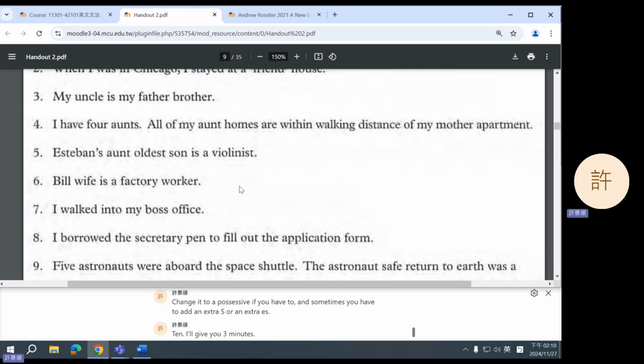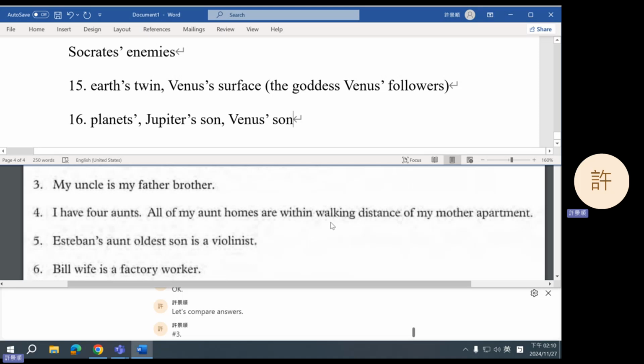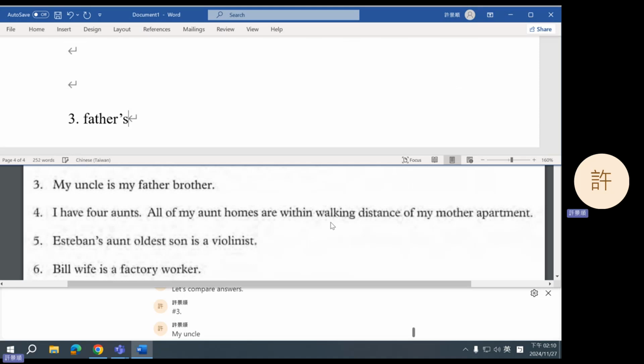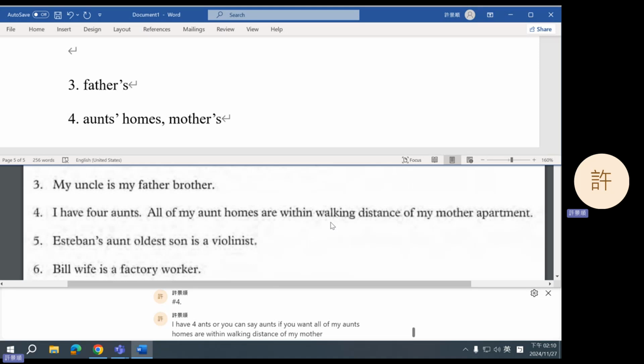Okay, let's compare answers. Number 3. My uncle is my father's brother. Number 4. I have 4 aunts, or you can say aunts if you want. All of my aunts' homes are within walking distance of my mother's apartment. Fun fact, the word aunt, when I say it, I say aunt, but when I read it in my head, I pronounce it differently for some strange reason. English will do weird things to your brain.